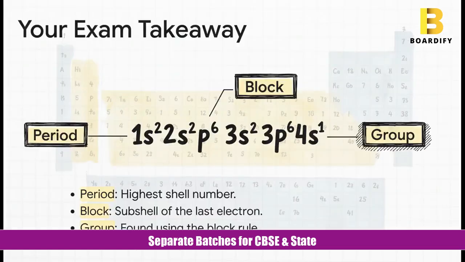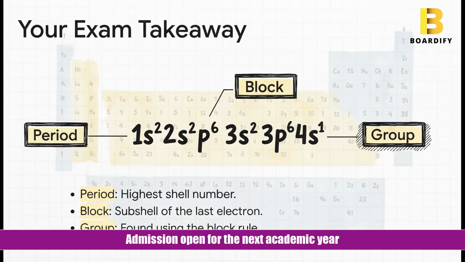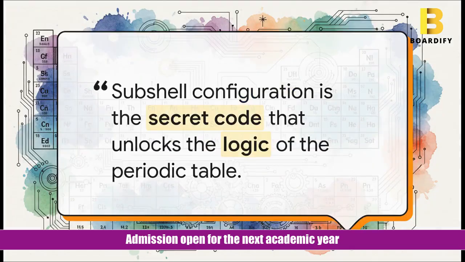So, here it is. This is your main takeaway for the exam. If you can write the subshell electronic configuration for an element, and you can, then you can find its exact location, no problem. The highest shell number gives you the period, the last subshell filled gives you the block, and the simple block rule gives you the group. It's a perfect system. This is the big idea I want you to leave with.